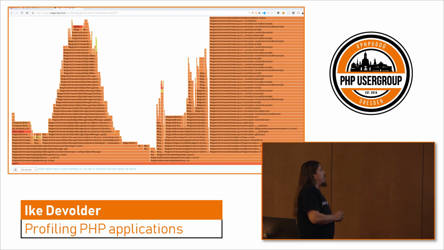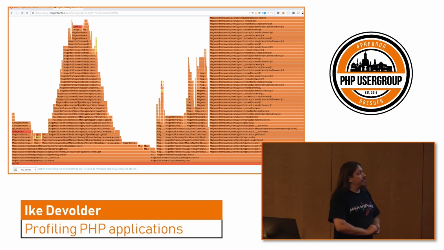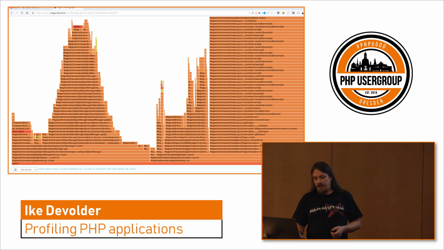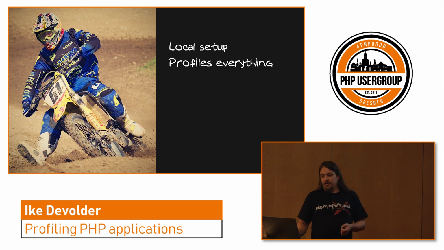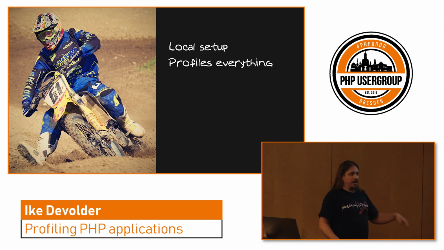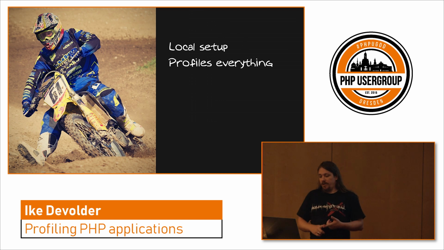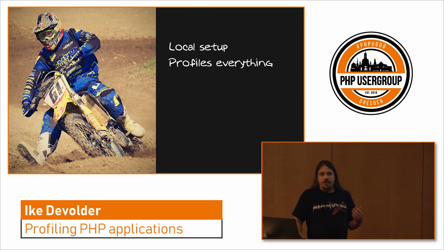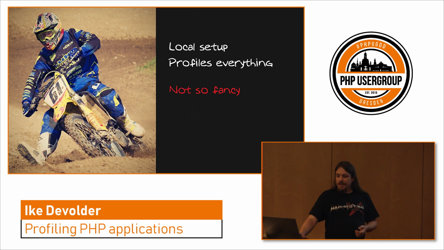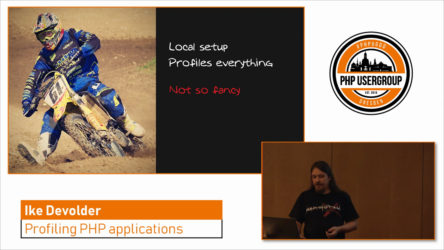Personally, I find this flame graph feature of XHUI very useful to find out where the potential issues are located in my application. So this is a completely local setup, and with the prepended PHP file, it profiles everything. I don't have to do anything to make it profile. It just profiles every web request, every command line script I execute within that environment. So it's very easy to use. It's not so fancy and it's growing old, but it still does the job very well for me.